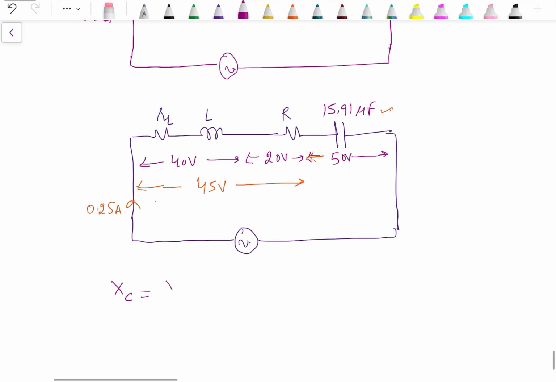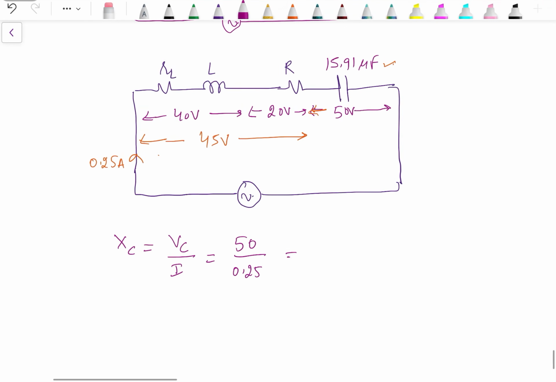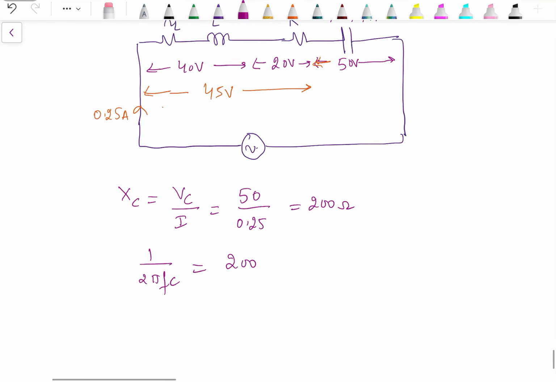Because XC is VC upon I. VC is 50, current is 0.25, so XC is 200 ohms. Also XC is 1 upon 2 pi FC, which is equal to 200.